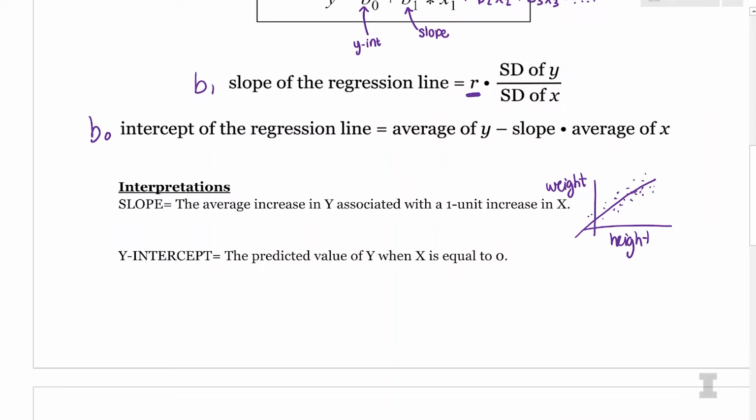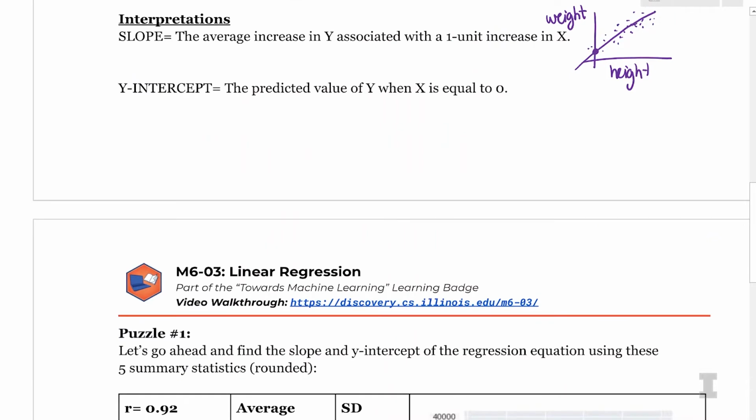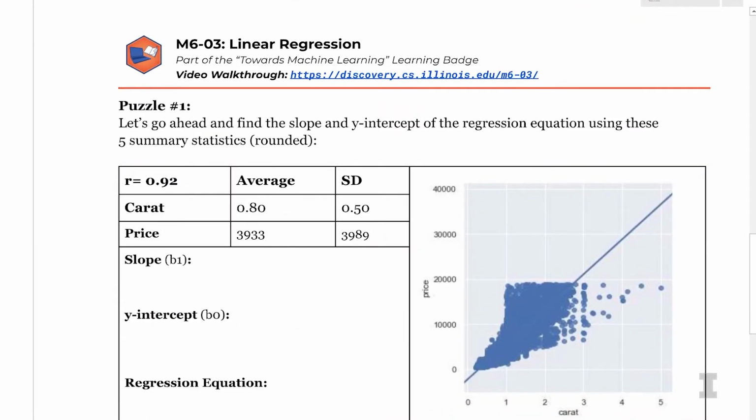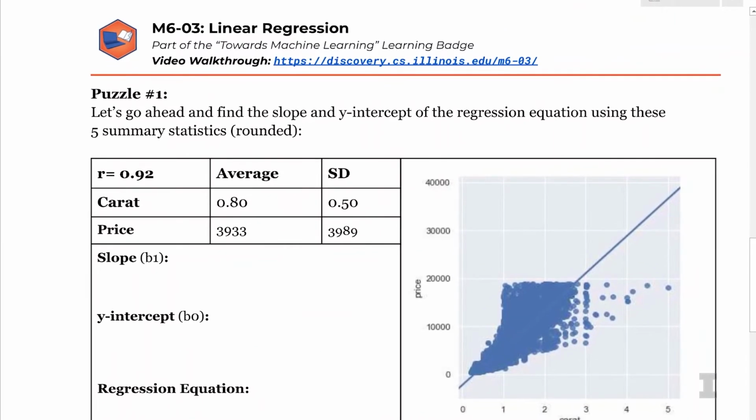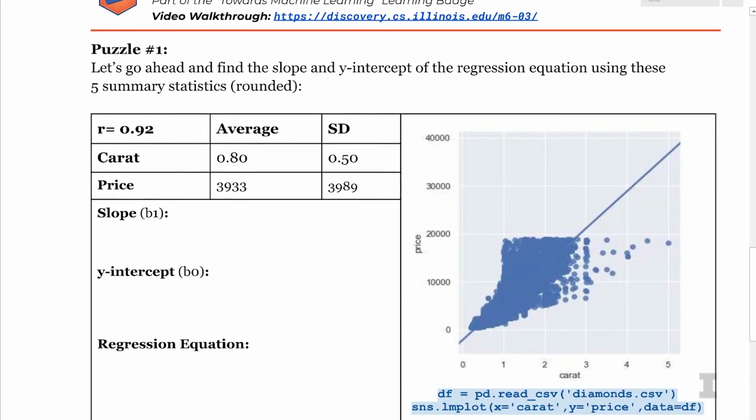The y-intercept is the point where the line crosses the y-axis. So it's the predicted value of y when x is equal to 0, right? Because at the y-intercept, we've gone over nothing in the x direction, our x is 0, and the y-intercept is that y value. So I think we should do an example. This is going to help us figure out how to make predictions and what it means to incorporate the correlation coefficient to do that.